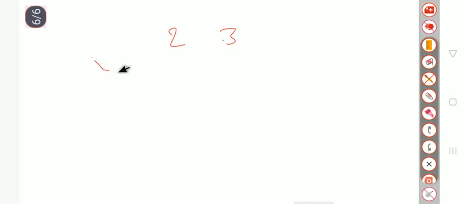Suppose this is 2, so we can write it as 2.1. This is also a rational. 2.2, 2.3, 2.4, 2.5, 2.6. These are all rational.